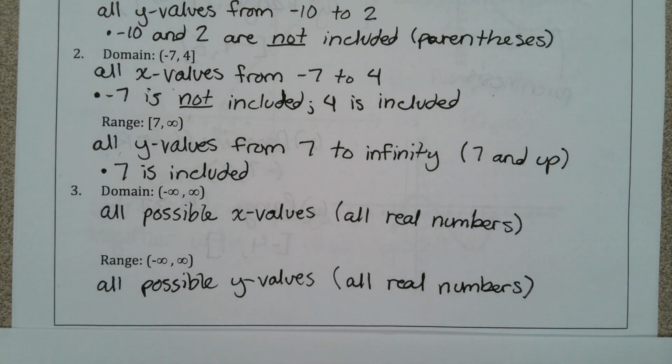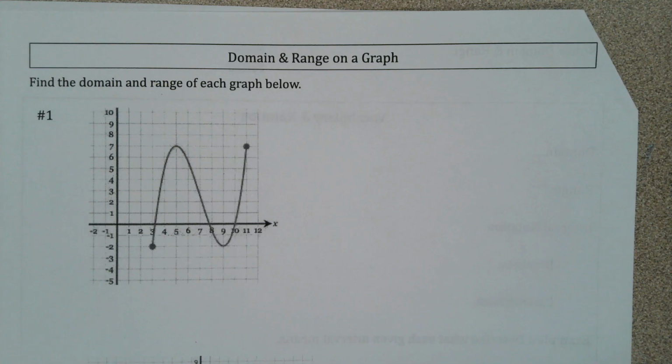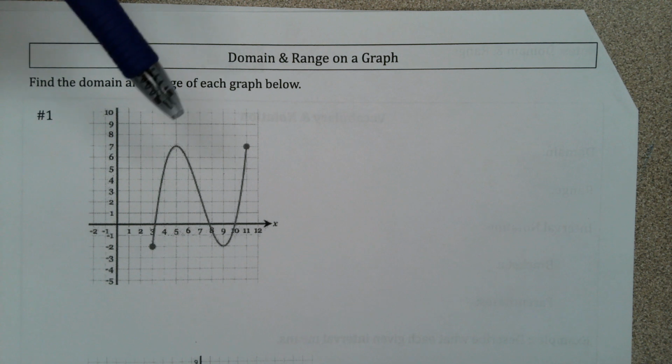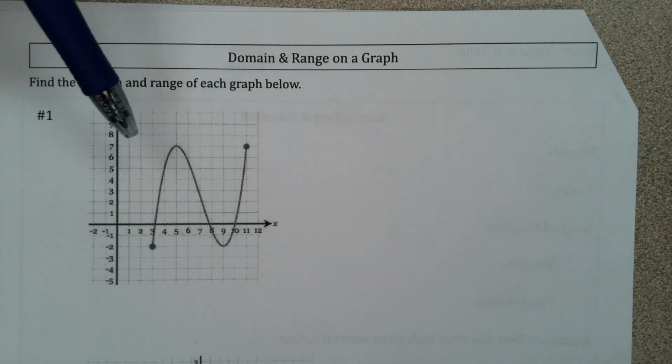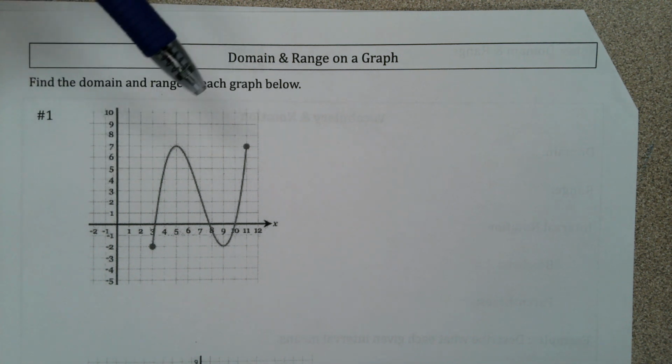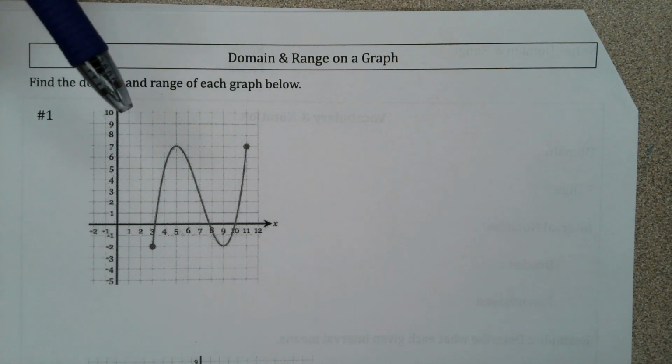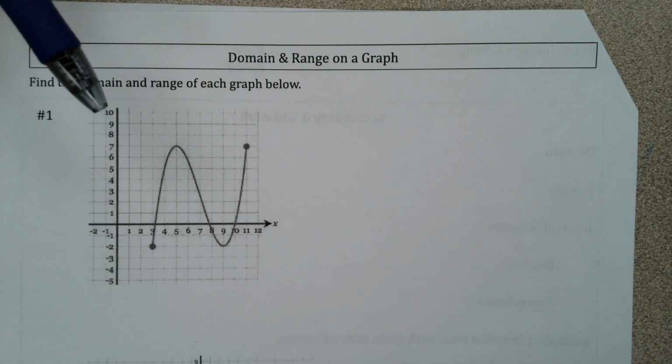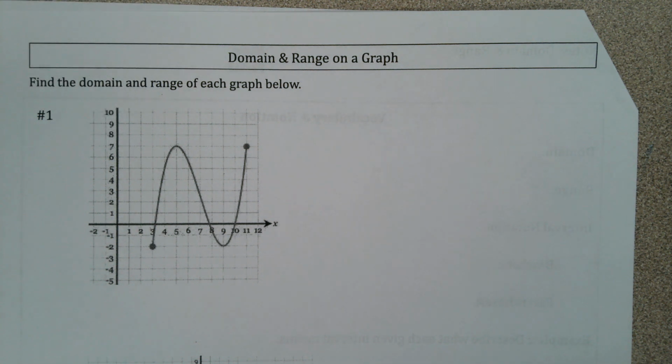Now let's look at some graphs. Now, given a graph, we have to figure out what the domain and range is. So we have to figure out the numbers that we're going to include, and then how we're going to write the notation. Are we going to use brackets, parentheses, that kind of thing? Before I dive in, something I want to point out here.